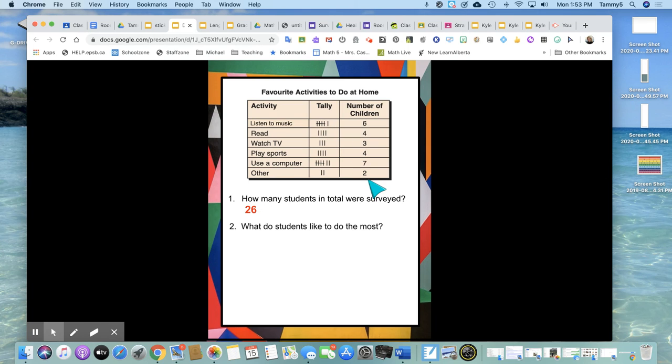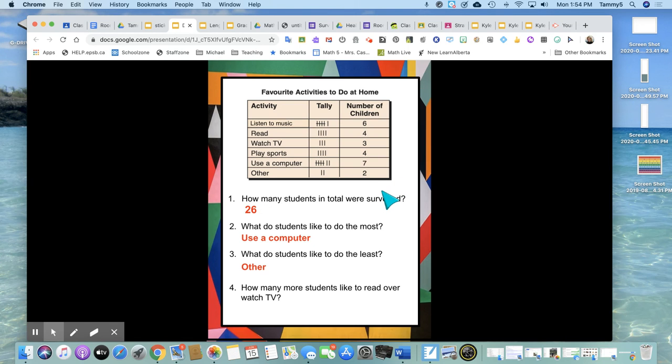Number 2, what do students like to do the most? So take a look at this table. You would say, oh, I see that 7 students like to use the computer the most. And that was the highest number. How about what do students like to do the least? So which number is the lowest? It is the other category. We don't know what people are saying it is for the other, but we would just put other as our answer. Lastly, how many more students like to read over watch TV?